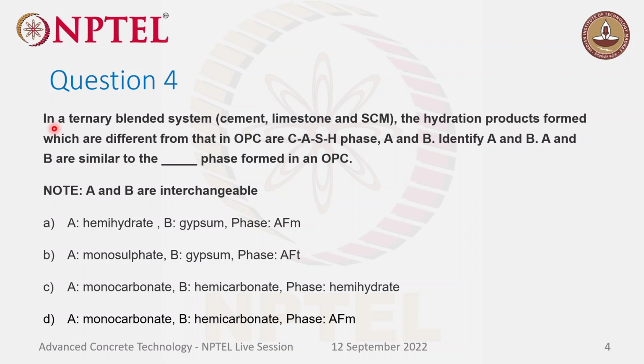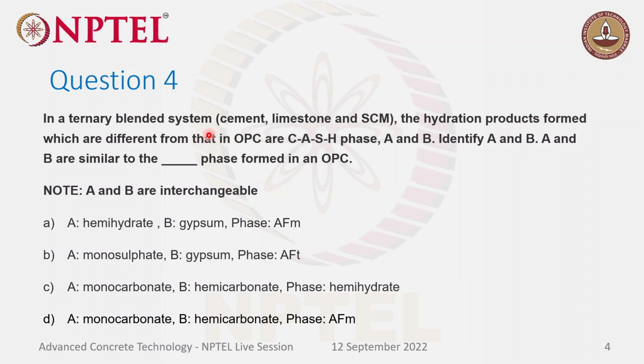Question 4 is, in a ternary blended system, binary means 2, so more than 2 is ternary. In a ternary blended system that has cement, limestone, and an SCM, let's assume it can be metakaolin, as explained in LC3 cement. I hope you guys have already watched the video. LC3 is nothing but a ternary binder with 50% of cement, 15% of limestone and then about 30% of metakaolin. It's a ternary blended system.